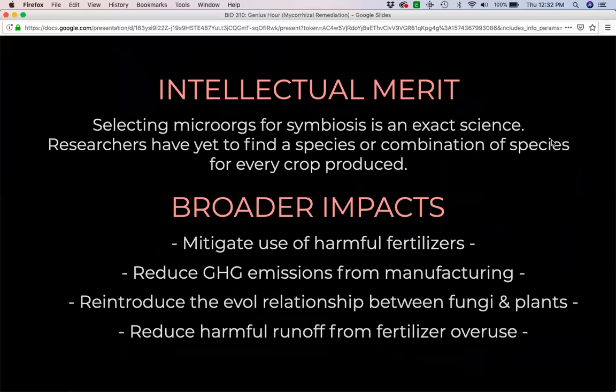The intellectual merit of this project is that selecting microorganisms for symbiosis is an exact science. However, researchers have yet to find a species or combination of species for every crop produced.